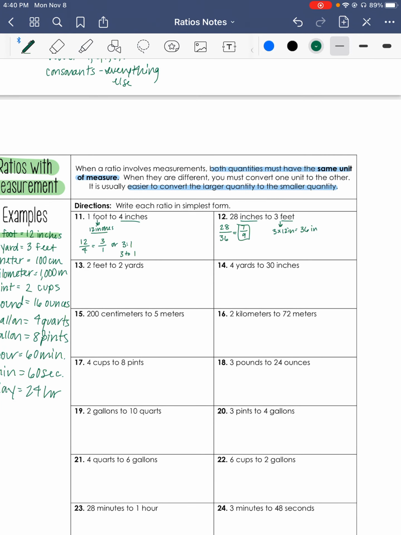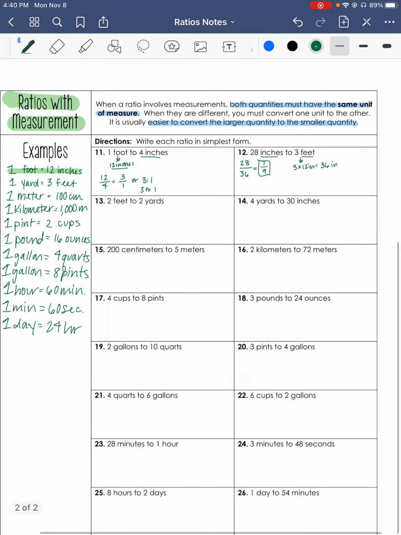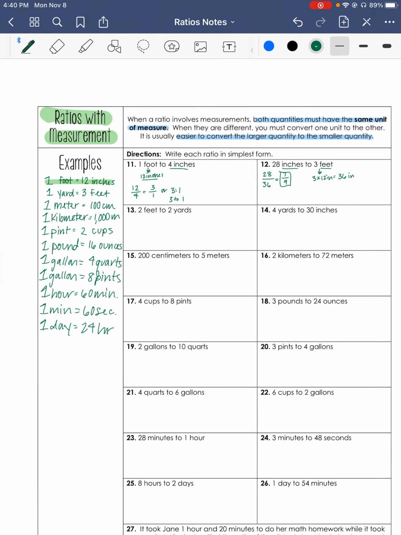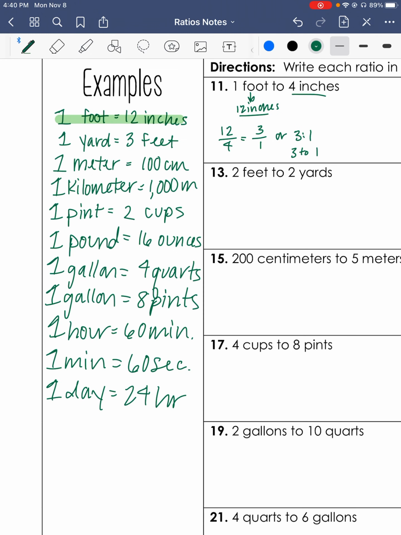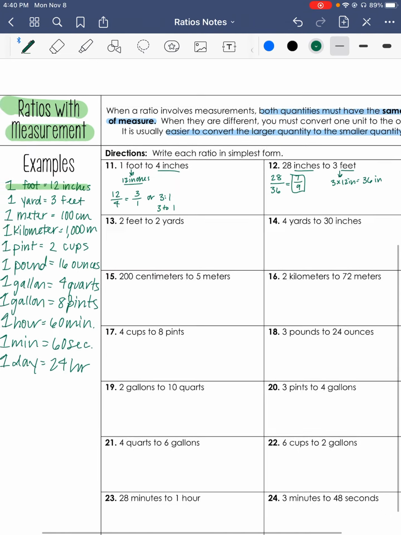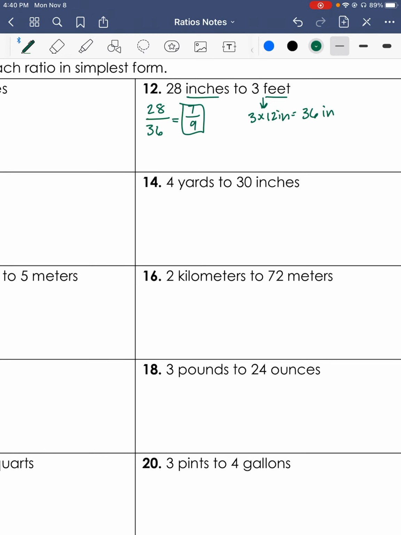So I'll let you do some more. There is another one. Kilometers, meters, cups, pounds, ounces. Oh, let's look at number 14, okay? So over here, I have done feet to inches, yards to feet, but this one goes yards to inches, okay? And I didn't give you a direct conversion for that. So we're gonna first have to take yards to feet and then feet to inches, okay? So we're gonna have to do two conversions before we can write our ratio here.